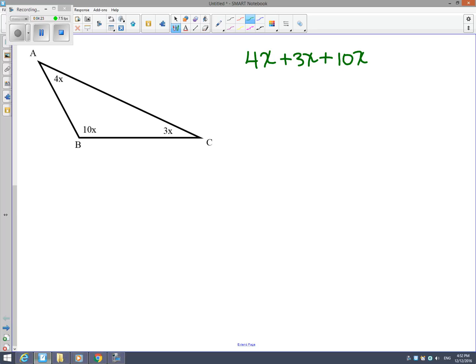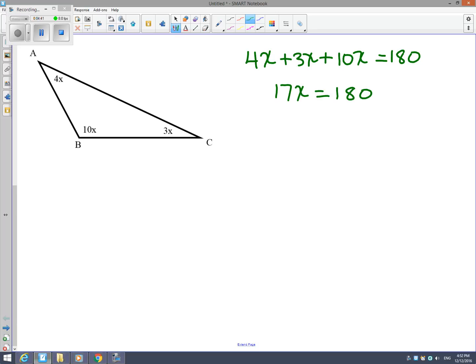And we know that all of our angles in a triangle equal 180 degrees. We've done it enough that that's not the problem. We have to collect our terms. There's 4x there and 3x there and 10x. We put them all together, and that's 17x equals 180 degrees.